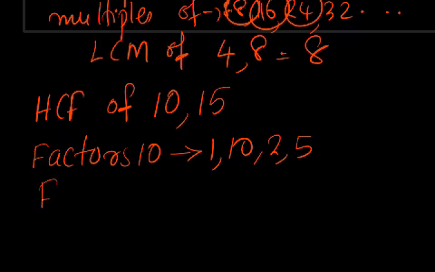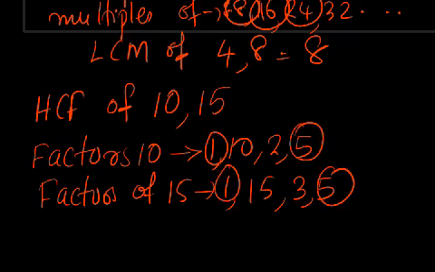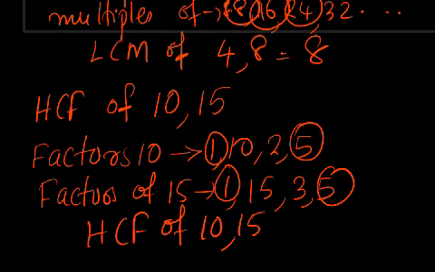Then next, factors of 15. 1 into 15 is 15. Also, 3 into 5 is also 15. So, can you see any common factors here? Yes, 1 and 5. So, which one is the highest? The highest one is 5. So, highest common factor of 10 and 15 is equal to 5.